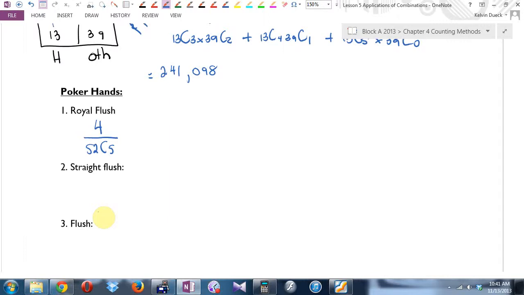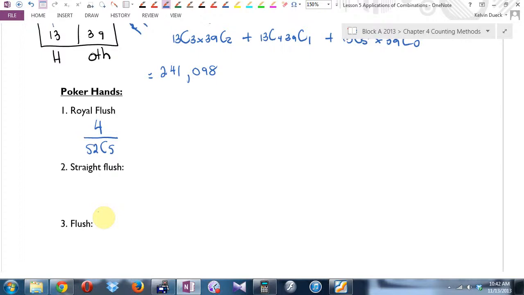3, 4, 5, 6, 7. 4, 5, 6, 7, 8. 5, 6, 7, 8, 9. 6, 7, 8, 9, 10. 7, 8, 9, 10, Jack. Not a royal flush, but that's a flush. You can start with an 8, you can start with a 9, you can start with a 10. Oh, you can't.